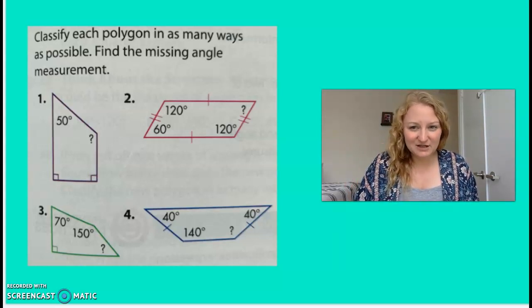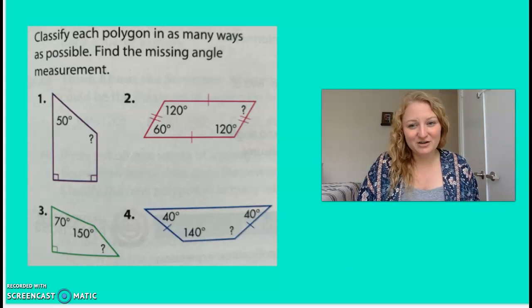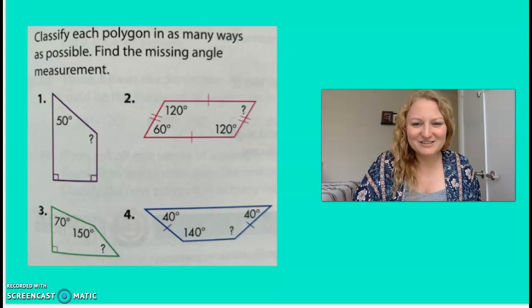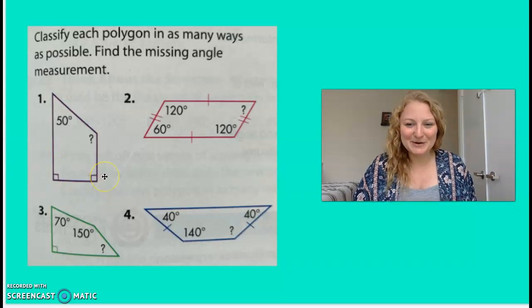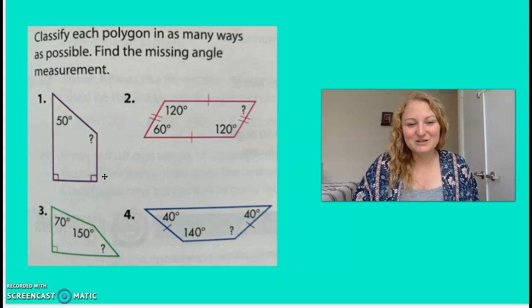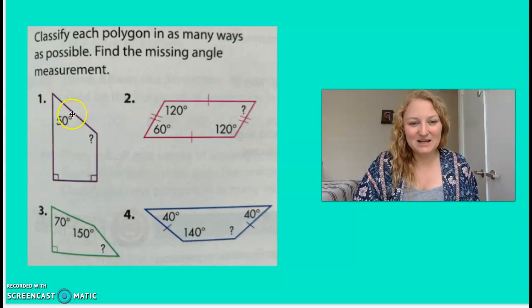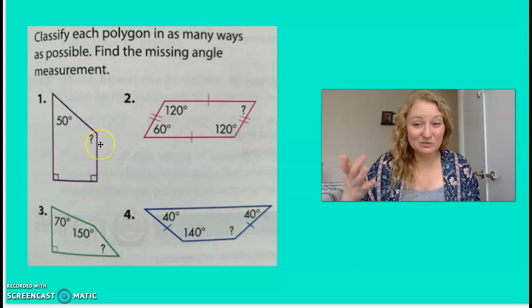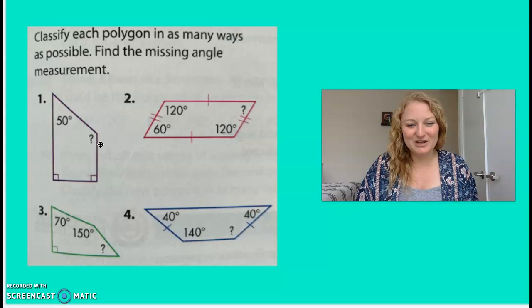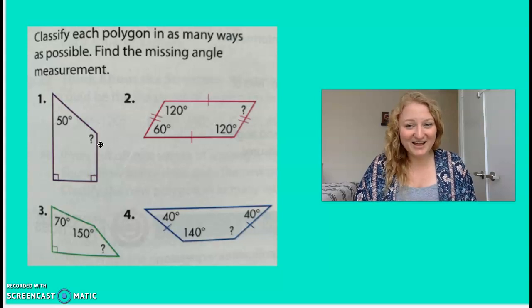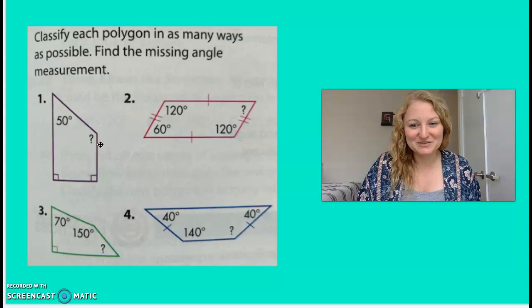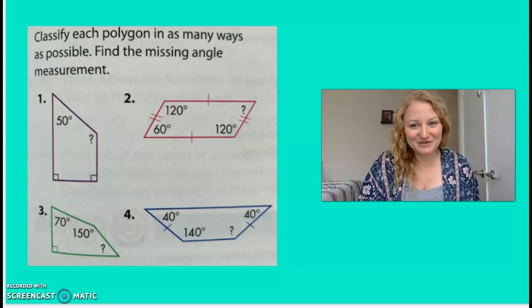The missing degrees here, I need to remember that the interior angles of a quadrilateral add up to 360 degrees. You're also going to need to know what these boxes mean in the corner. Do you remember? That symbolizes that it's a right angle. So I would need to add 50 plus 90 plus 90 plus what? X equals 360. Go ahead and pause and try that one now.